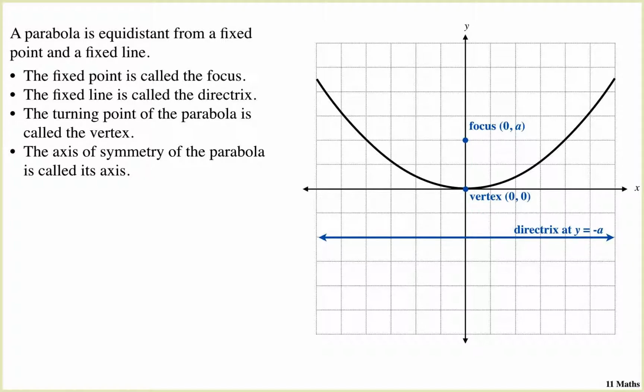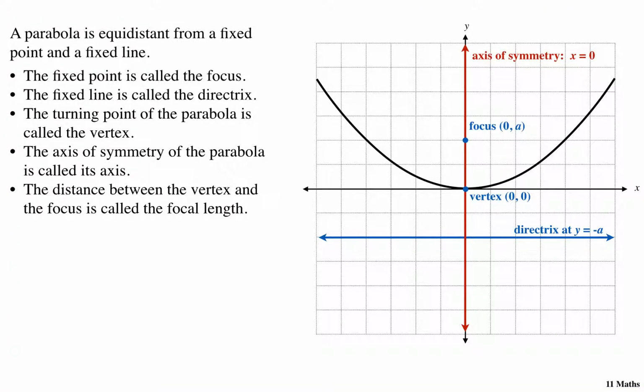So let's actually look at the axis of symmetry now. The axis of symmetry is the line that goes, in this case, along the y-axis. It's the line that the parabola reflects across, and if it's the y-axis in this case, then the equation of that is the line x equals 0. We talked about that distance from the focus to the vertex. That's going to be called the focal length, and it's a because the focus is at the point 0, a.